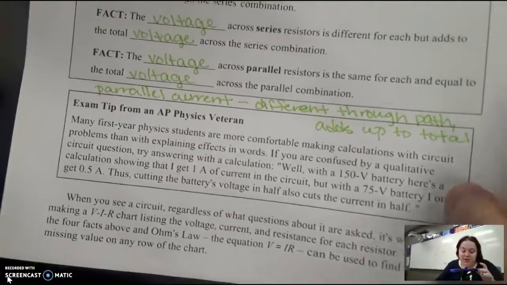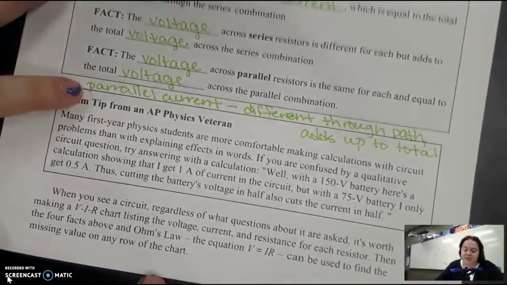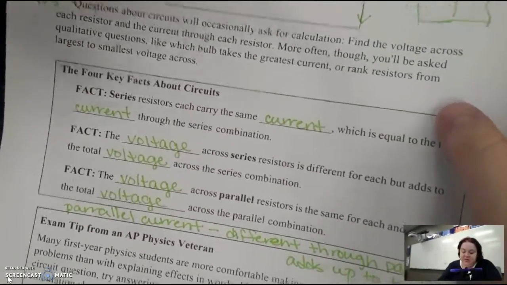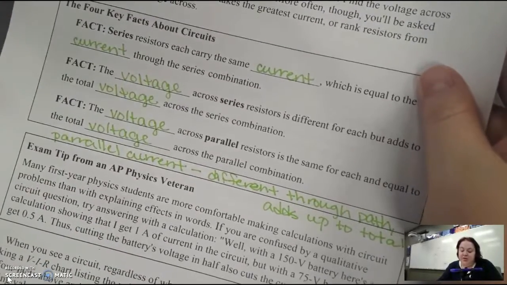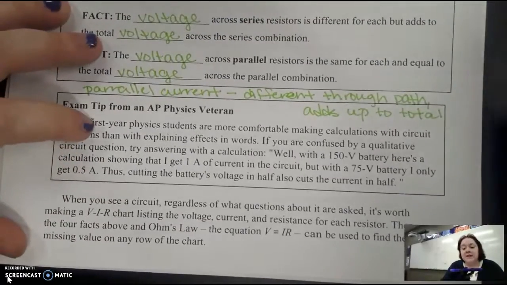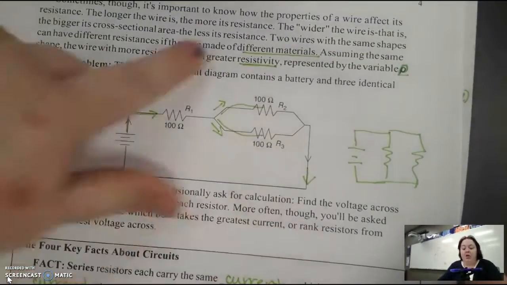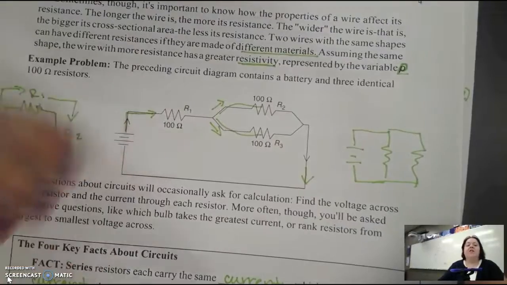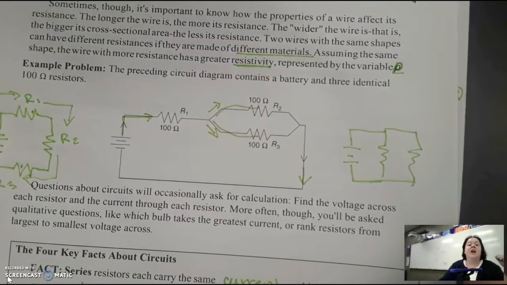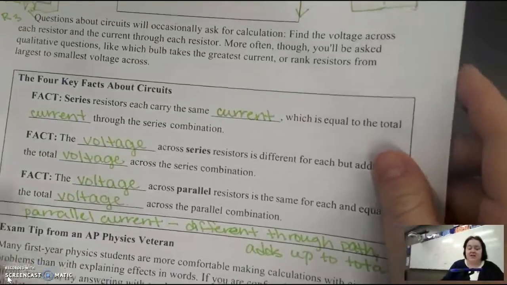Now, here's the big chunk of this packet. When you see a circuit, regardless of what questions are asked, it's worth making a VIR chart listing the voltage, current, and resistance for each resistor. Then use the 4 facts about Ohm's law, and the equation V equals IR can be used to find the missing values of any point on the chart. You're going to need a separate piece of paper for this part, and we're going to walk through how we would make a VIR chart and find all the possible information about this circuit. Then if you saw a question on the test that asked you anything about this circuit, you'd be like, all right, I know I can make a chart for that and end up getting the answer.